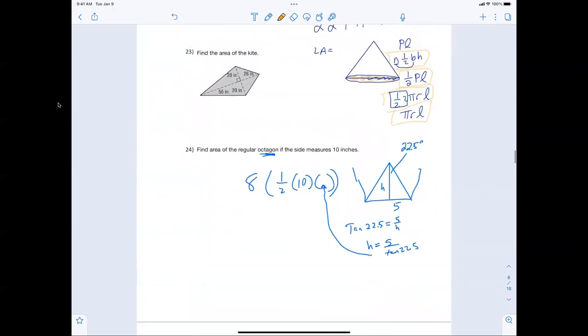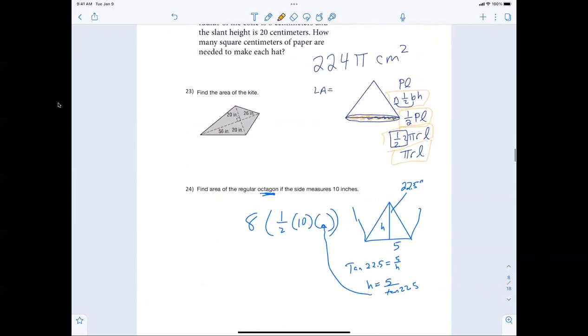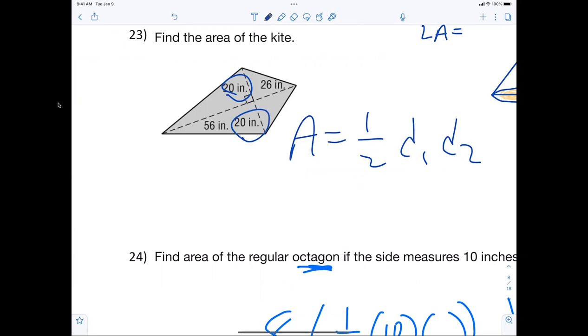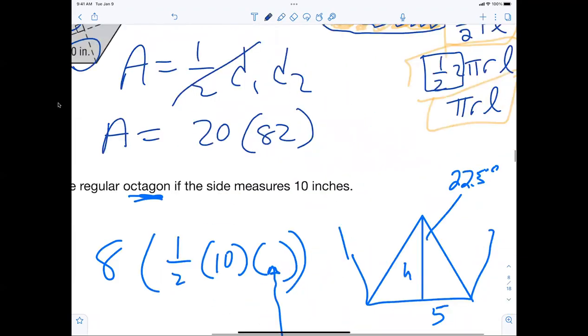So what number are we on now? 23. All right. So in my opinion, that's just knowing the formula: area equals 1/2 diagonal 1 times diagonal 2, right? Half of 20 is what? I know, but there are two 20s. Do we agree I can just cross this out and put a 20 here? And then put what? 82 there. And of course, we get 1640 inches squared. Everybody's good with that? All right, so that's an easy one.